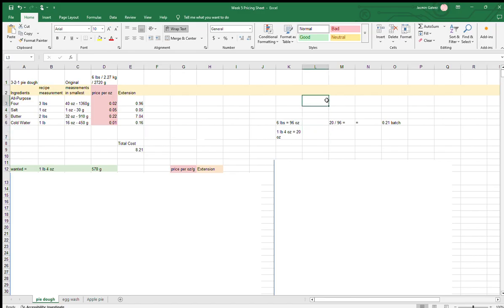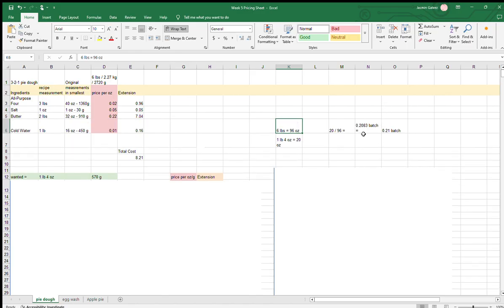Because Chef Mara's conversion is wanted over original, I did wanted measurement over original measurement, which is 20 ounces over 96 ounces, or 20 ounces divided by 96, which is equal to 0.2083 of a batch, which rounded is equal to 0.21 batches.